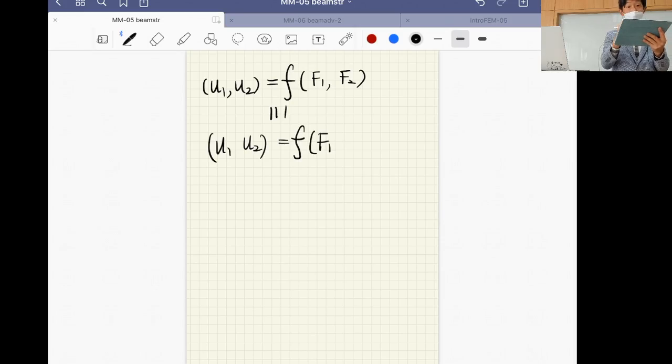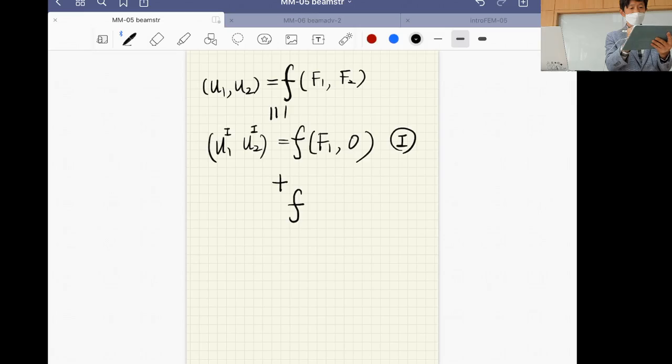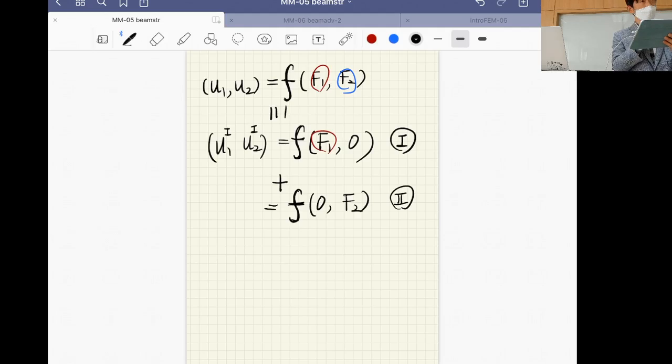Here I want to consider f1 only, and 0 here. I want to call this system 1. And then my u1 is u1 from system 1, and u2 from system 1. Is it clear? Because instead of f1 and f2, I applied only f1. Then I would get some response, but only for f1. And then I want to do the superposition for exactly the same system, to make sure that the system is the same. Here we already considered f1. The next step we want to consider 0 and f2. So I want to call this system 2. Then from the structural behavior, I can obtain u1 for system 2 and u2 for system 2. Is it clear?